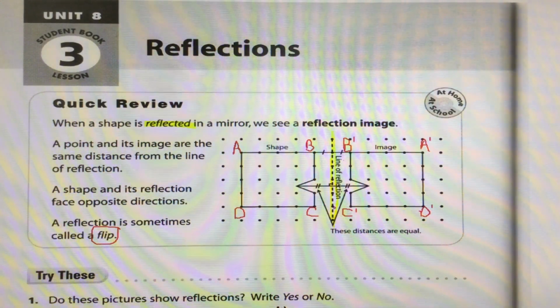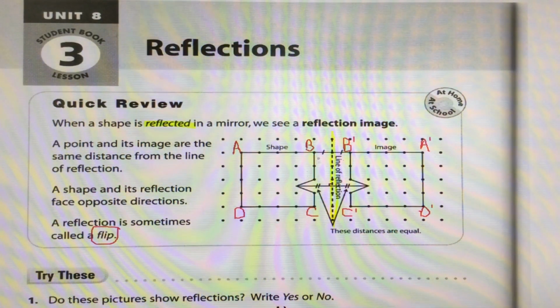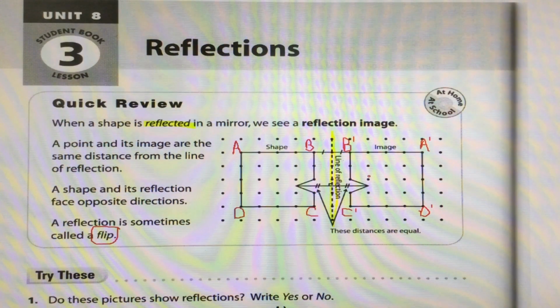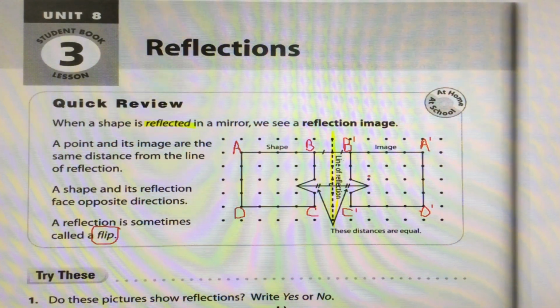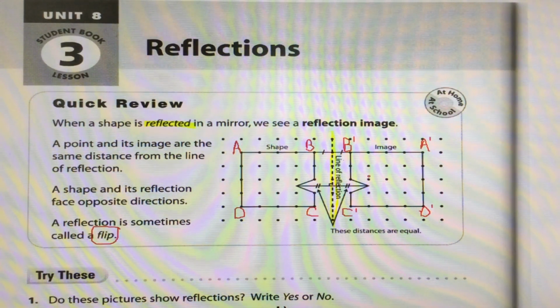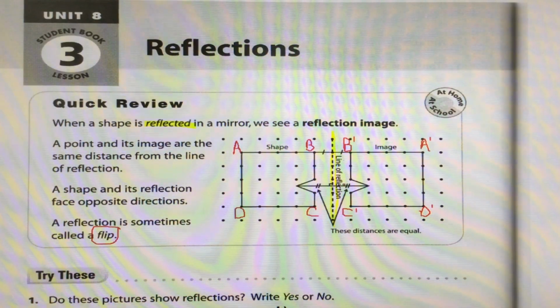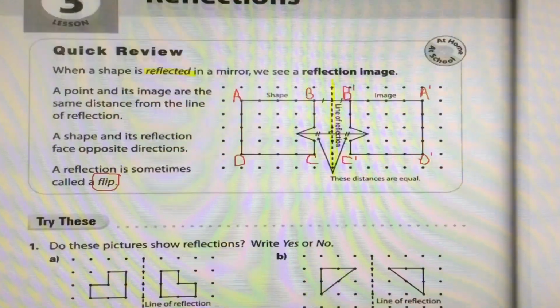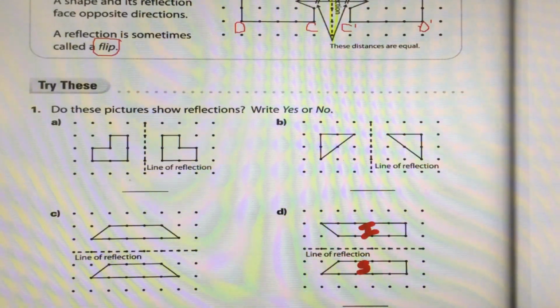So the line of reflection can be horizontal, vertical, diagonal, whatever it is. As the kids get more proficient at this and get better at drawing, they're going to have more complex objects to draw and a little bit wonkier angles, and they're going to have to figure out diagonal distances and all that kind of stuff. It's very cool. So as we move down, it says try these.